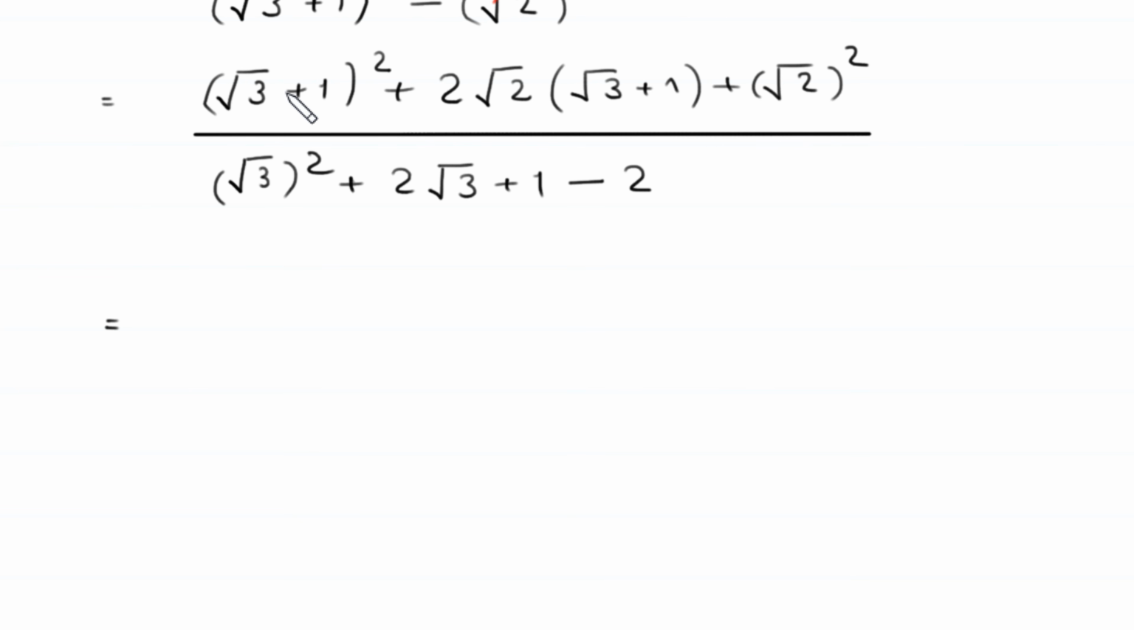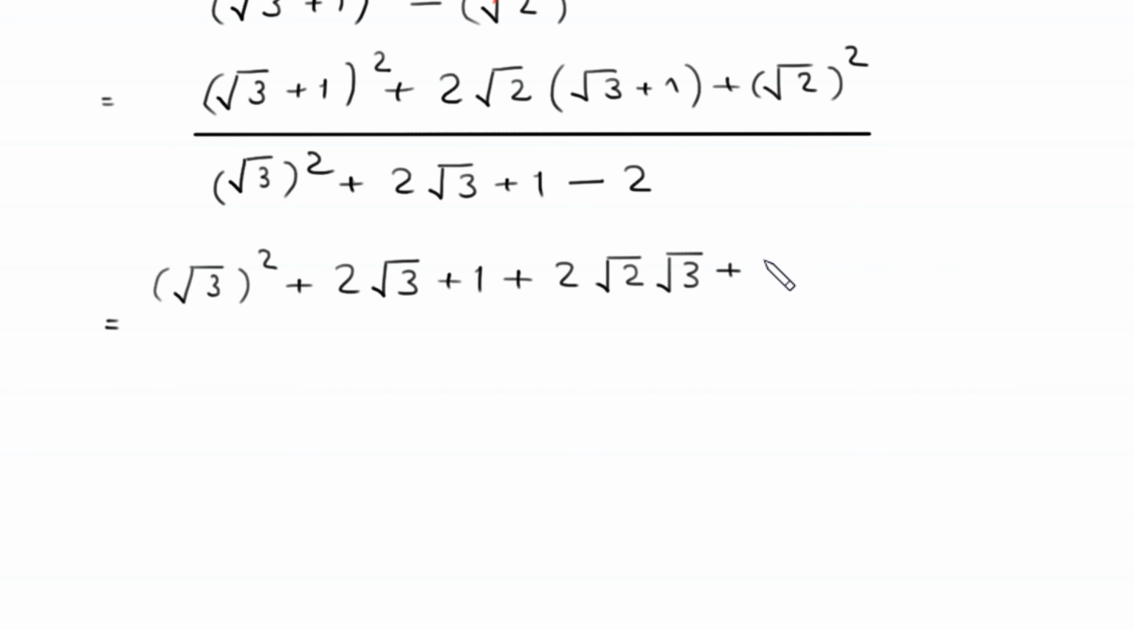Next, this (square root of 3 plus 1) whole squared is equal to square root of 3 squared plus 2 times square root of 3 times 1 plus 1, plus this 2 times square root of 2 times square root of 3, and this square root of 2 times square root of 2, plus 1 plus 2 times square root of 2.